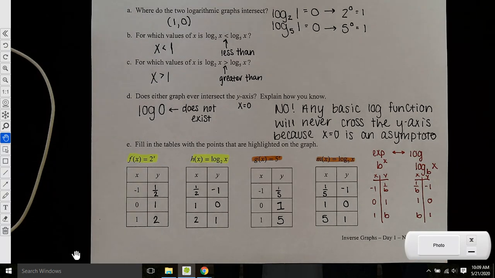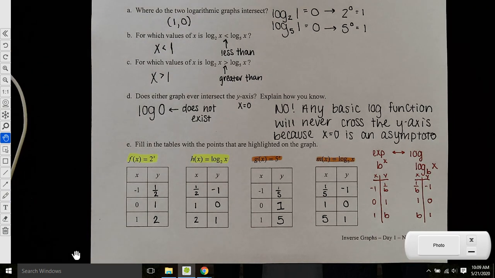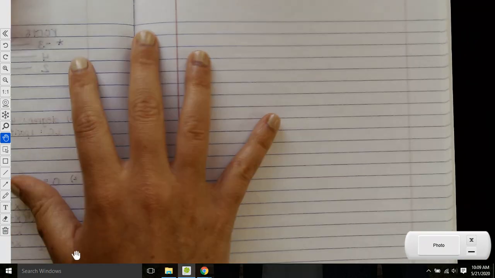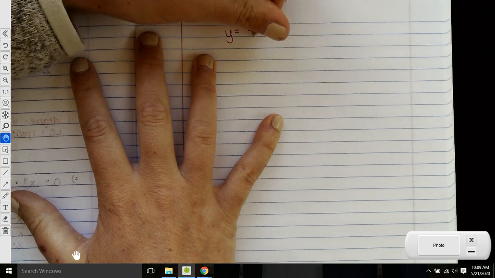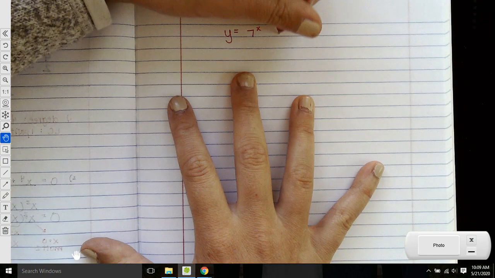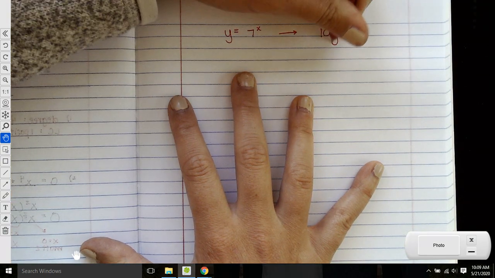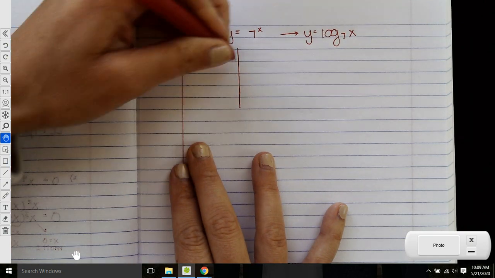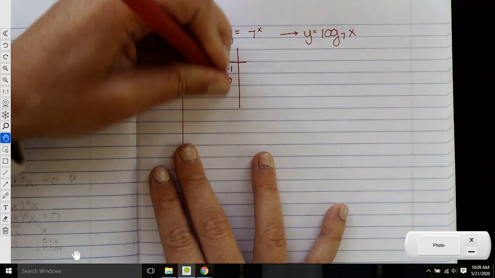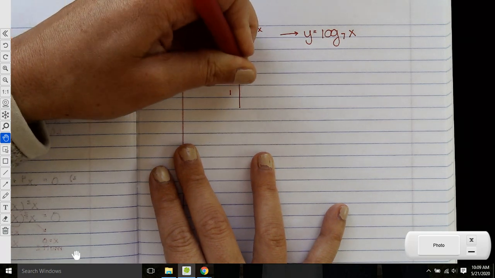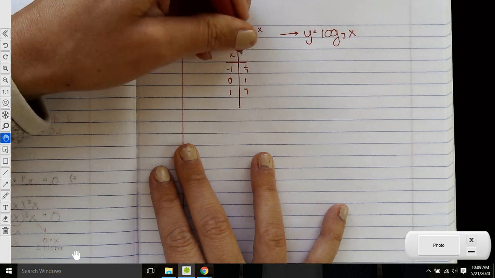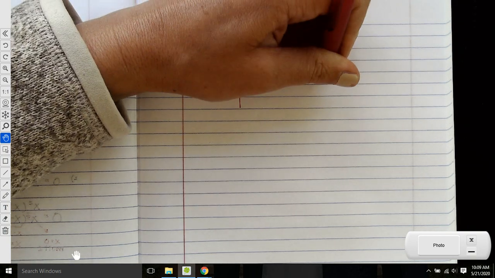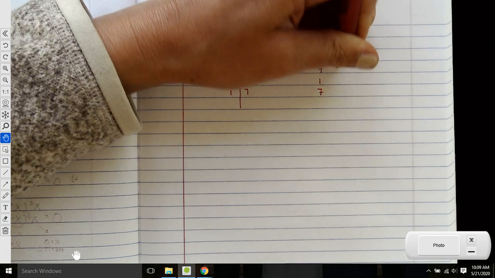I'm actually going to go into a random paper, pick a random base, and make tables using it. So if I have y equals 7 to the x, the inverse of that is going to be log base 7 of x. The table for the exponential function: negative 1, 0, 1 and 1 over 7, 1, 7. The table for the log function, the x values are 1 over the base, so 1 over 7, 1, and then the base. The y values are negative 1, 0, 1.